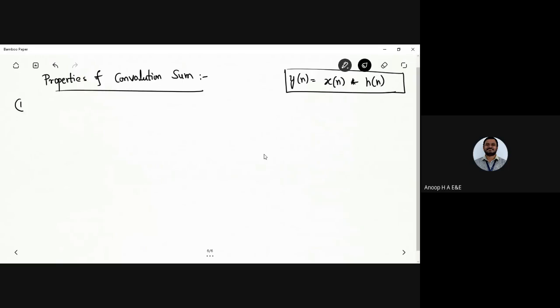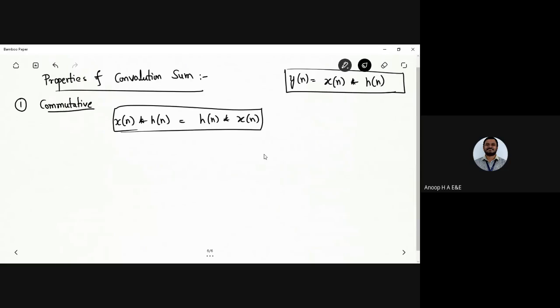The first property, which is a basic property of any system or mathematical equation, is the commutative property. So is x of n convolved with h of n equal to h of n convolved with x of n? Can I interchange them, with the impulse response written first? Let us verify whether the commutative property holds good for the convolution sum.